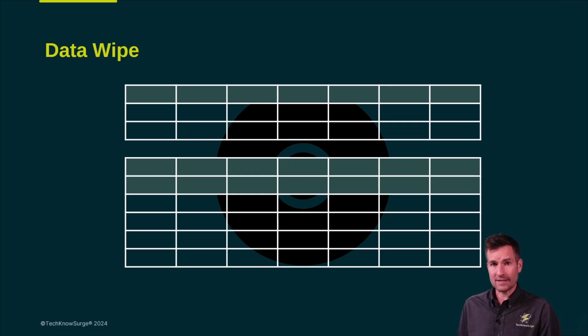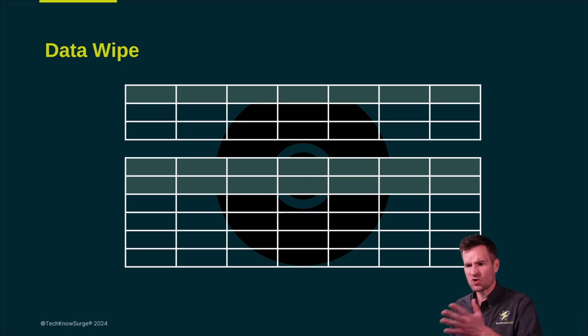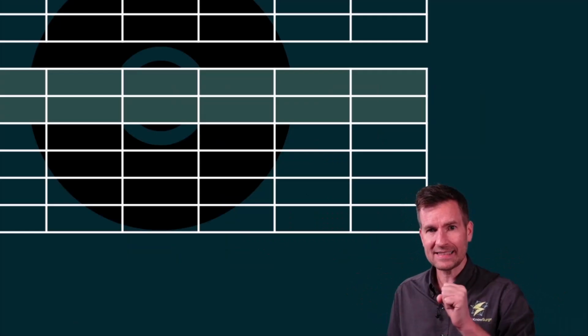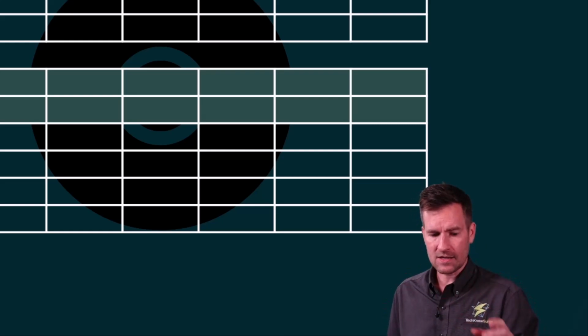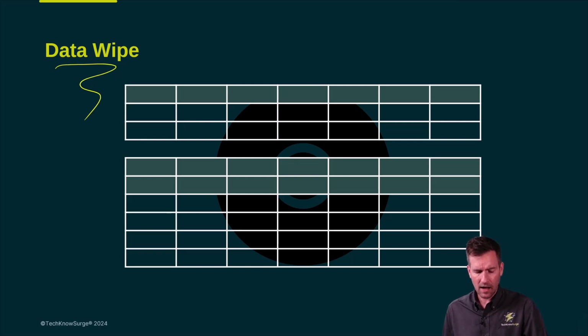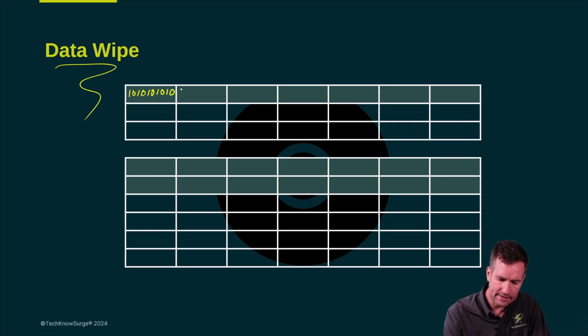There are a lot of different ways to do a data wipe. For instance, if it's magnetic media, we could use strong, powerful magnets that we run across there to make all of the polarities change. But another way we could do it is with software that will rewrite over these clusters. So it'll write ones and zeros across here.